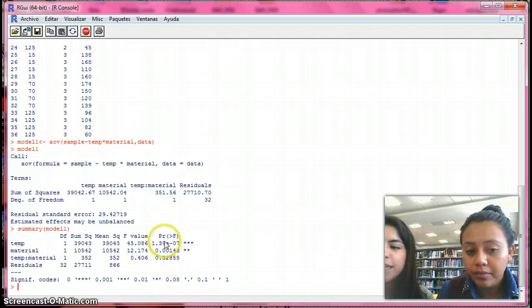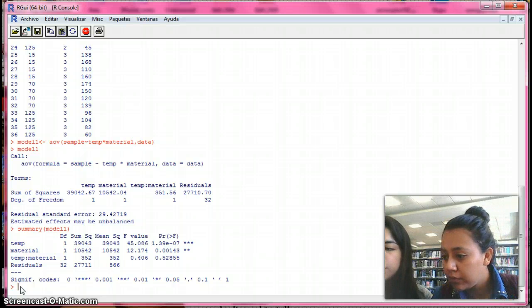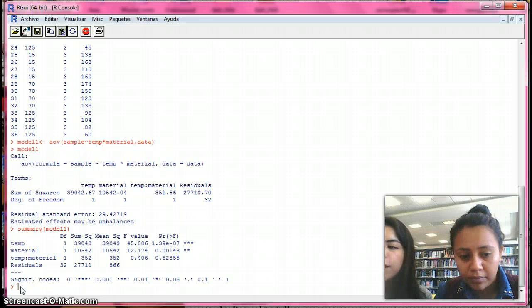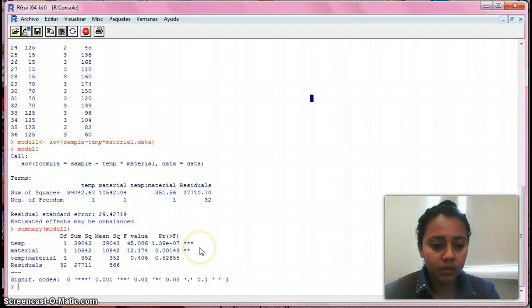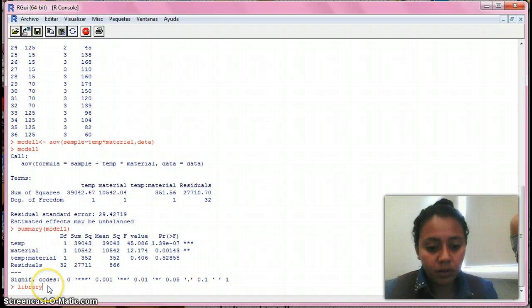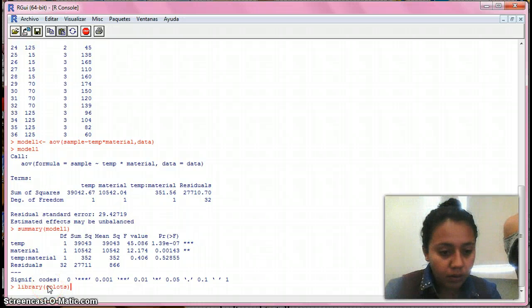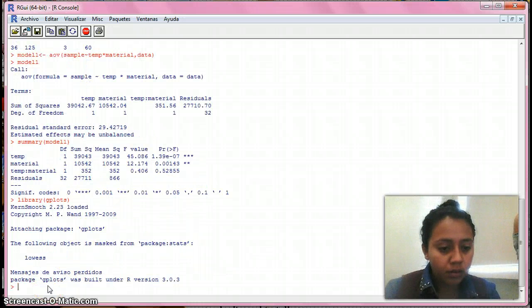and we can see that the temperature is less than 5% of alpha, and the material is also less than the 5% of alpha. But in the temperature and the material, the relationship between the two, the number is 0.52, that is greater than alpha. Because we notice that there is no interaction between the two factors, we are going to use the main effect plots. That's why we need to upload the library gplots so that we can plot the mains.